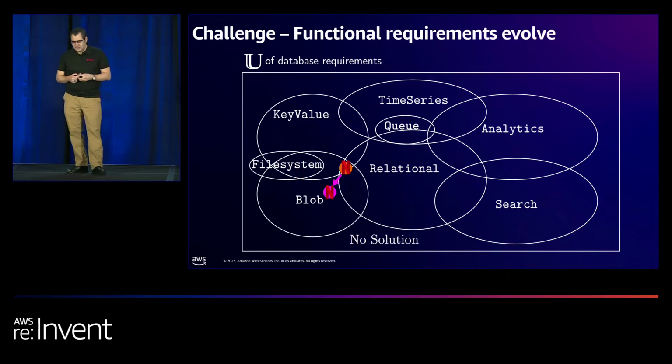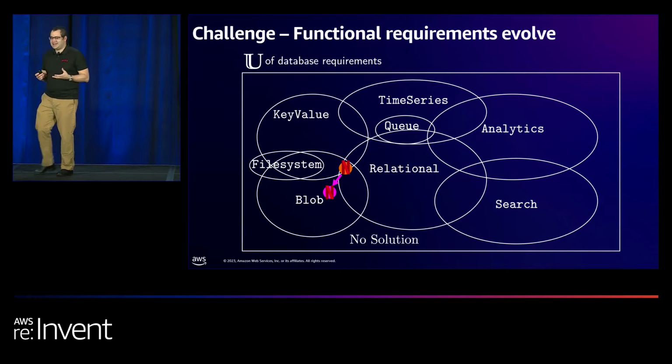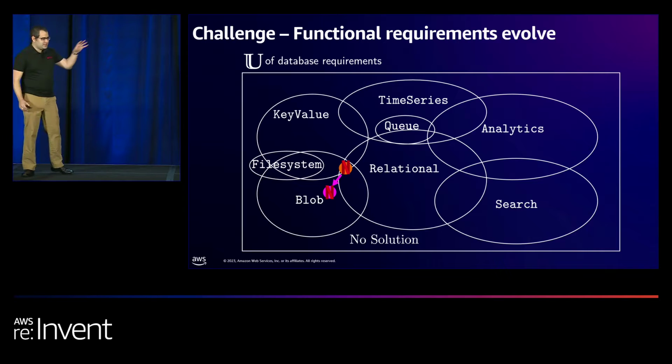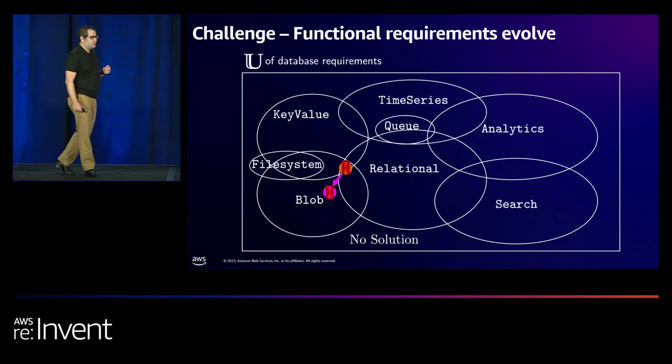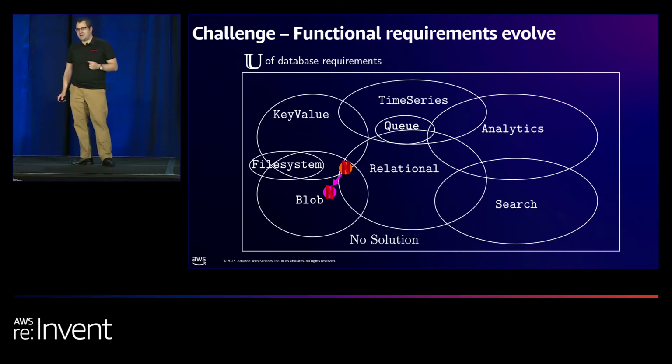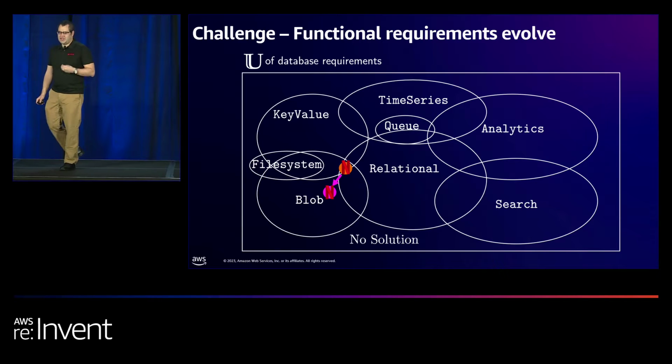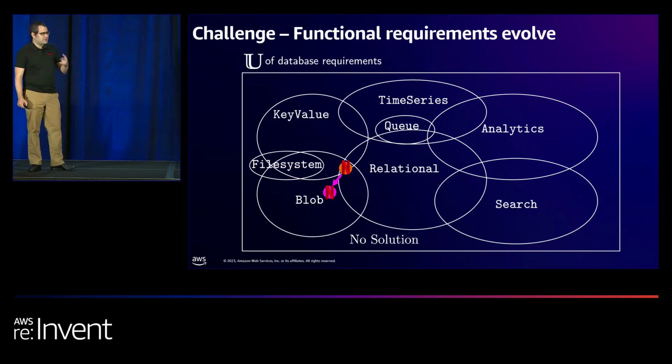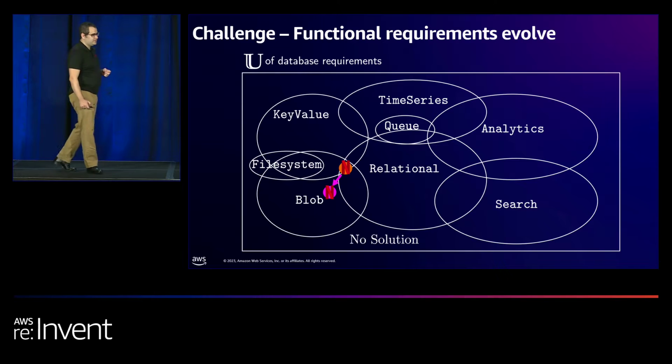But it gets worse, because it turns out that use cases aren't static. They don't stay the same. For example, here we have a use case that started off, and we could have picked a key value store, a relational store, or a blob store to satisfy that requirement. But then over time, as that application evolved, it became only satisfiable with a blob store. We had a 2/3 chance of picking wrong, and we would have had to migrate them.